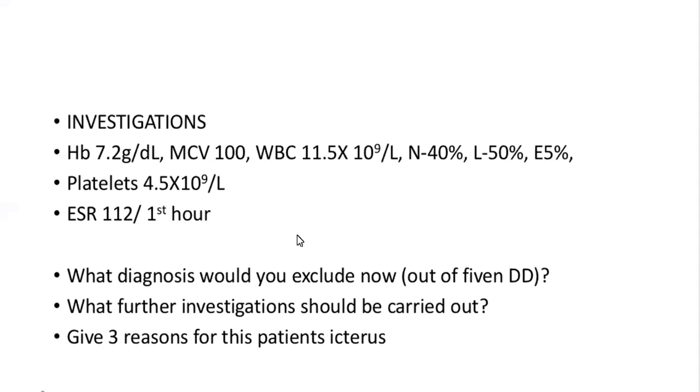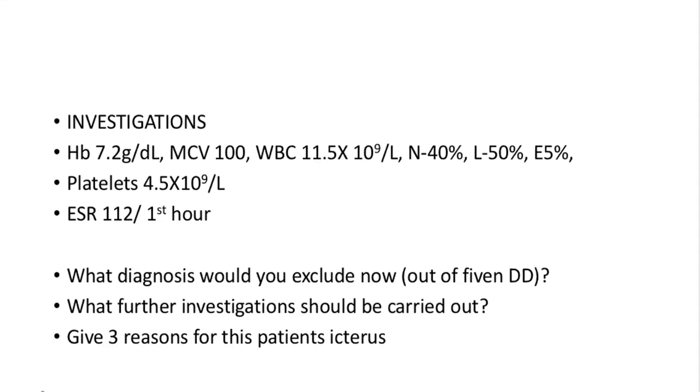Just look at the blood count. You can see that the patient is anemic, MCV is 100, white cells and platelets are okay. ESR is very high. So what diagnosis could you exclude here? Out of the 5 differential diagnoses, if the white cell count is normal, I have told you so many times, what would you exclude?